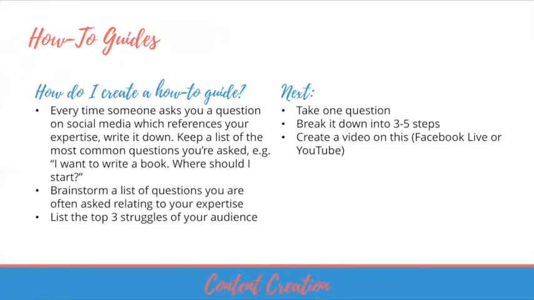So how do you do this? It's really, really easy. Every time someone asks you a question on social media, one that references your expertise, I want you to write this down. Keep a list of the most common questions that you're asked. So for example, I want to write a book.